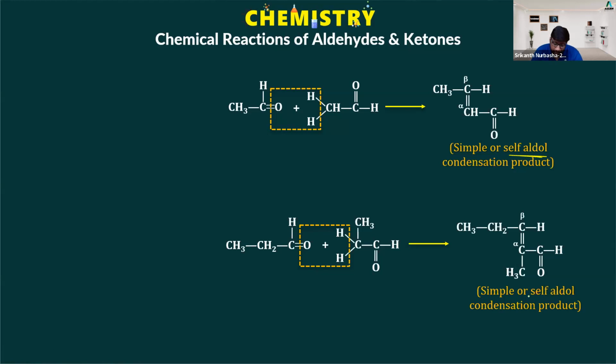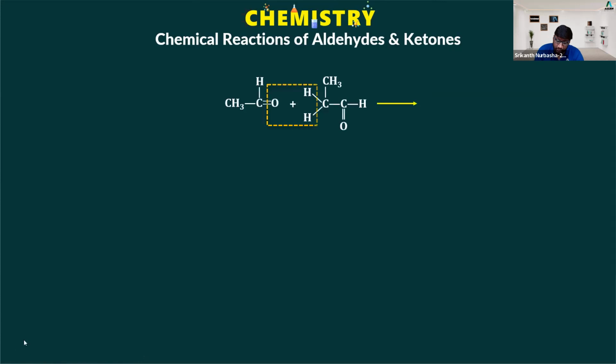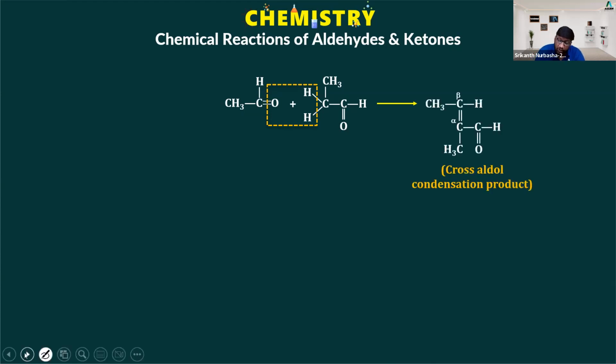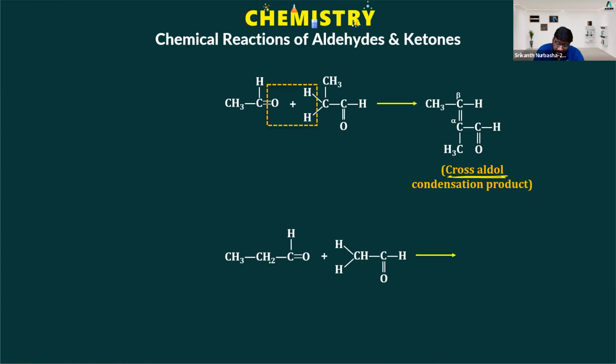Simple or self aldol. If one is forming the enolate, like CH3 CH2 C=O H, here the alpha hydrogen is picked up, right? So it is forming the enolate, and the acetaldehyde is undergoing the nucleophilic attack. There you will get the crossed products. This is a crossed aldol, it's not a self aldol. And same, acetaldehyde can form the enolate and attack the respective propanaldehyde, generating again a crossed aldol.